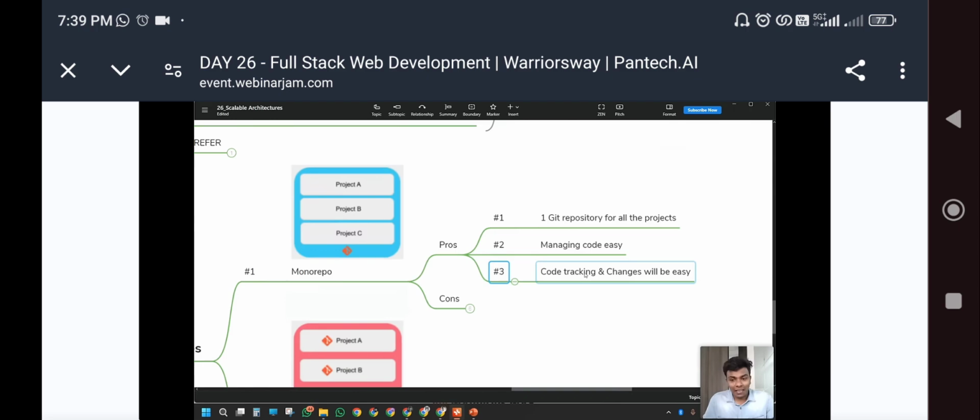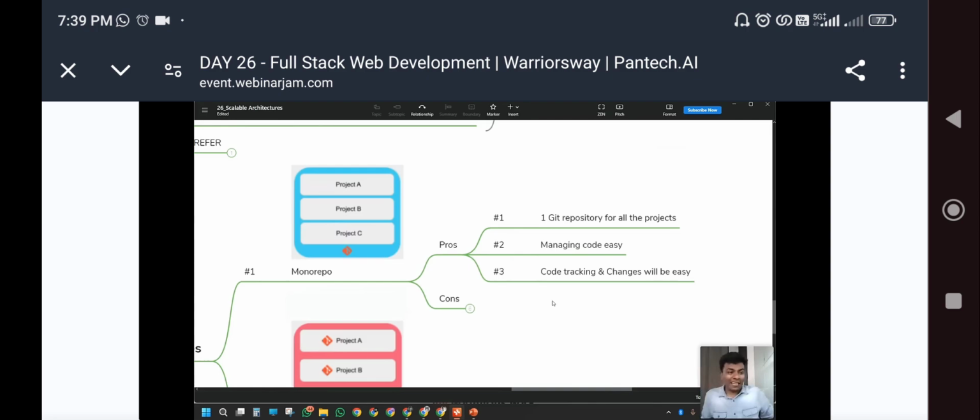The third thing, code tracking and changes will be easy, of course, because Git is a version control. You just imagine if one person, say Shan, is changing something in the code, or modifying one part of the code, that change needs to be tracked. I hope you all remember the Git session. So that code tracking, and the changes which she or me or any other person makes in the code, everything can be tracked easily because it is one Git repository.